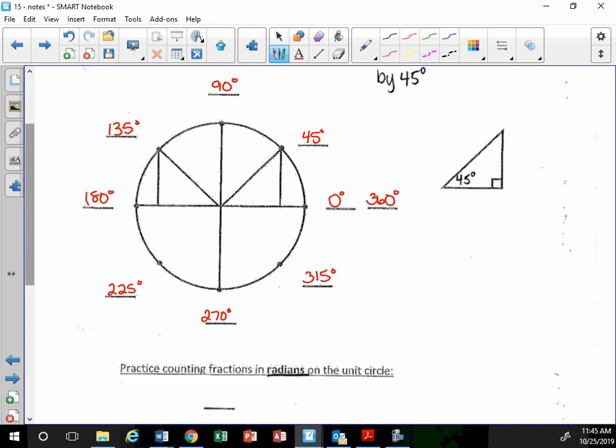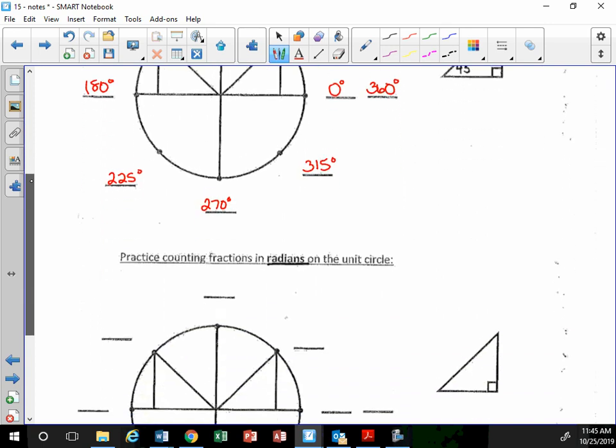All right, are we good so far? That's not tricky yet, right? Okay, hopefully it stays that way. All right, that's in degrees. We're also going to do this in radians.